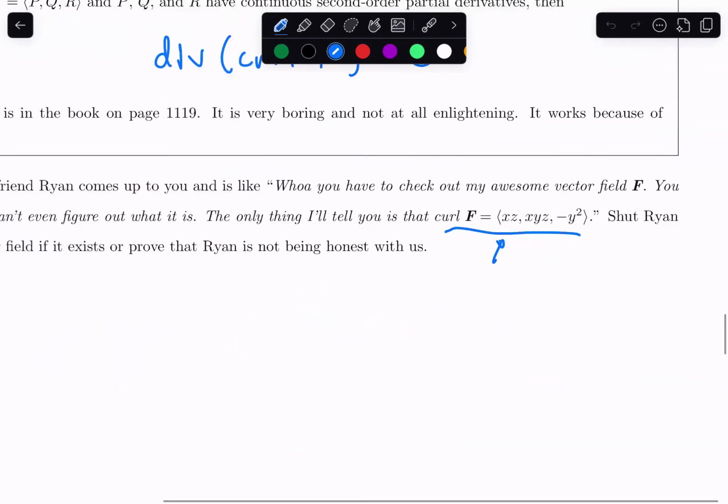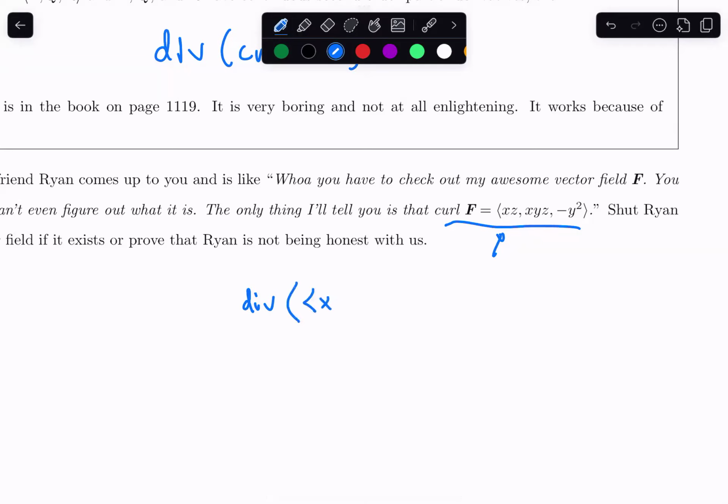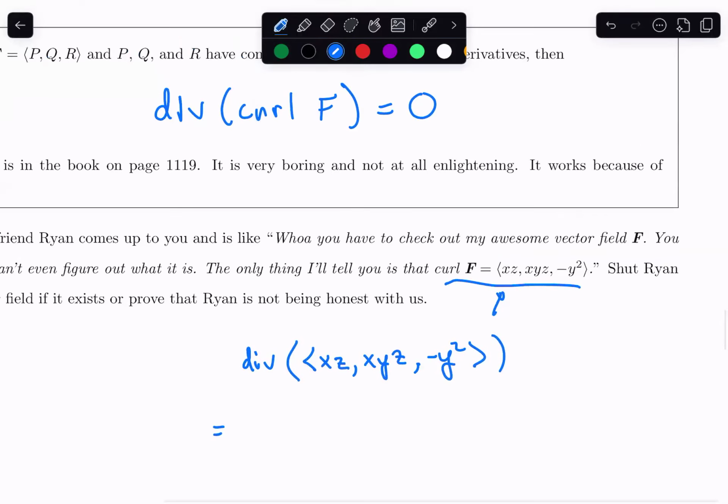So one easy way you can check to see if this possibly could be the curl of something is by applying the divergence to it. Because if this is the curl of some vector field, then if you apply the divergence to it, you have to get 0. So if I apply the divergence to supposedly the curl of some vector field, according to the theorem above, we ought to get 0.